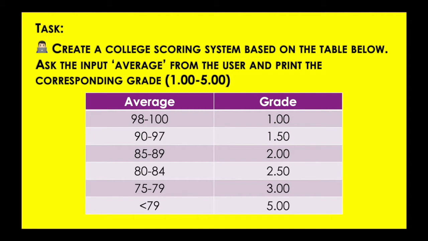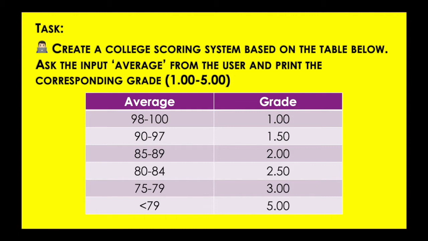Sorry for the typographical error. This is again less than 75, and the grade will be 5.00. As you can see, our grade column has the float data type. The input for the average will be coming from our user. The user will input the average, and we will do the coding. And what will be the output on the grade? We will code that using the if-elif-else statement, and we will print the corresponding grade, from 1 to 5. Without further ado, let's start our task.